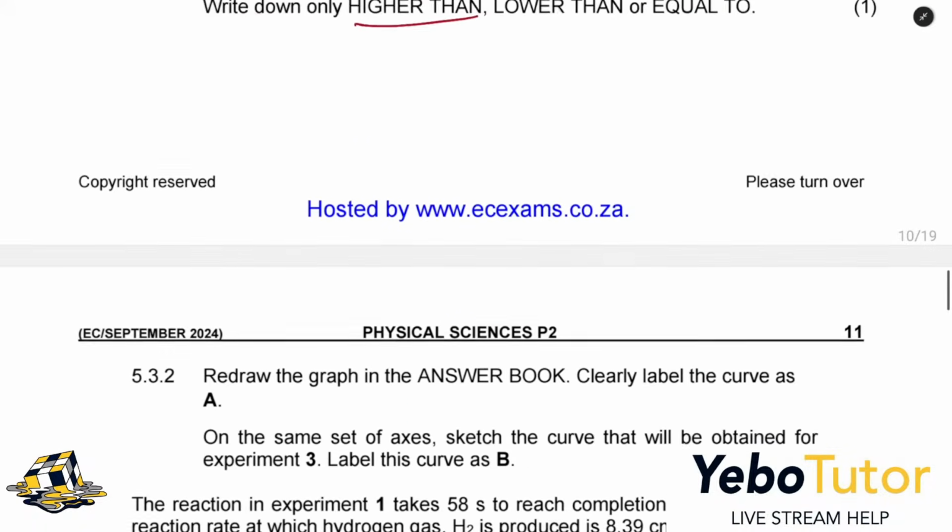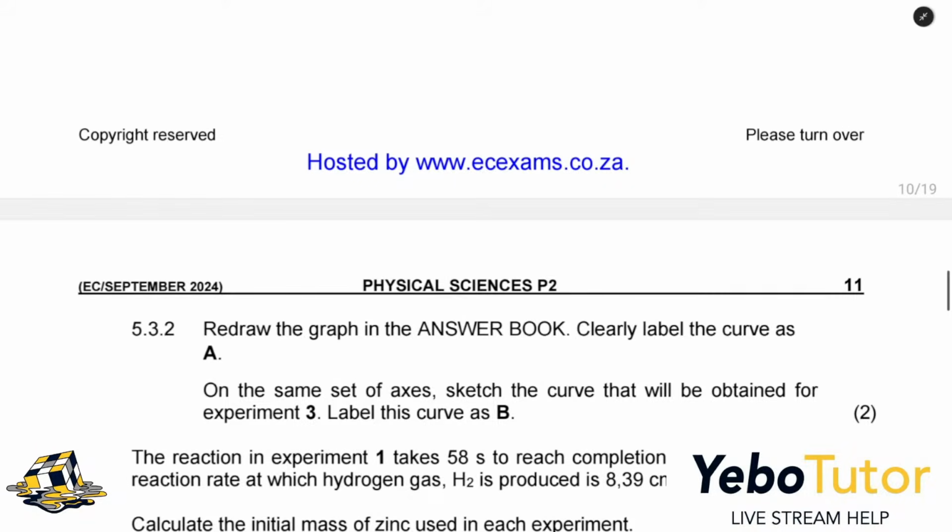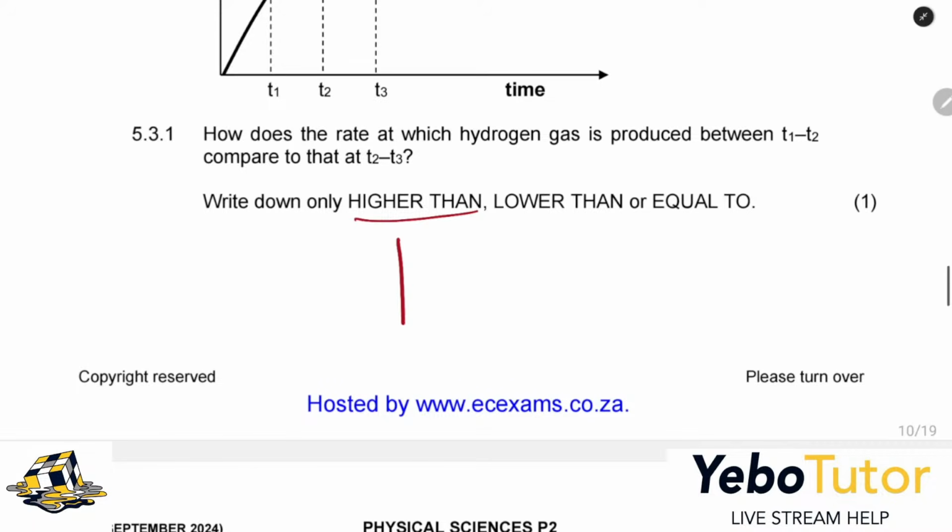Okay, now redraw the graph in the answer book. Clearly label the curve as A. On the same set of axes, sketch the curve that will be obtained for experiment 3. Label this curve as B. So this graph is going to be just a nice proper graph, because we know that we're going to draw this as it is, and of course this is our A as we were given here. Then our B now, since we said higher than, it's going to be something like this. Okay, that's not nice.